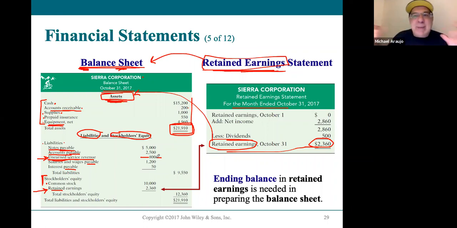Notice how many times I've mentioned so far the interaction between accounts that start on the balance sheet and end up on the income statement. That's something you have to be aware of because you're going to see those relationships in all the statements. That's why I said spend as much time as possible making sure you get these statements down.